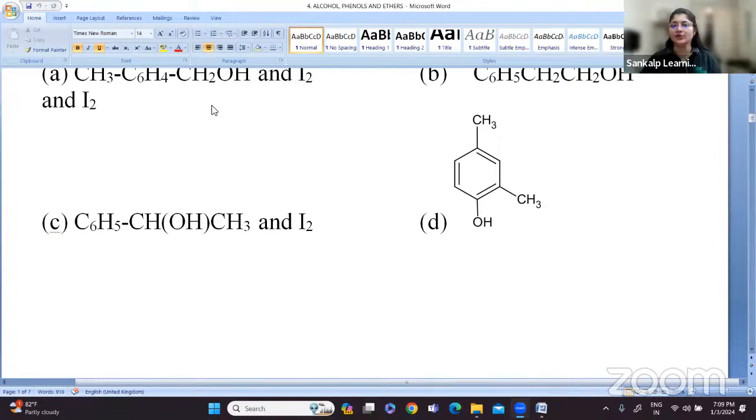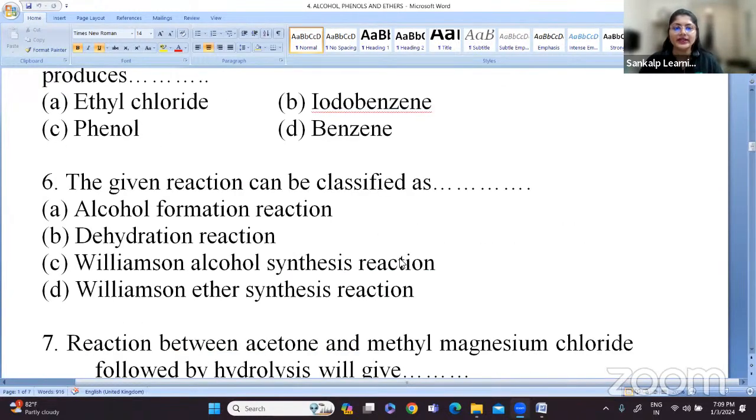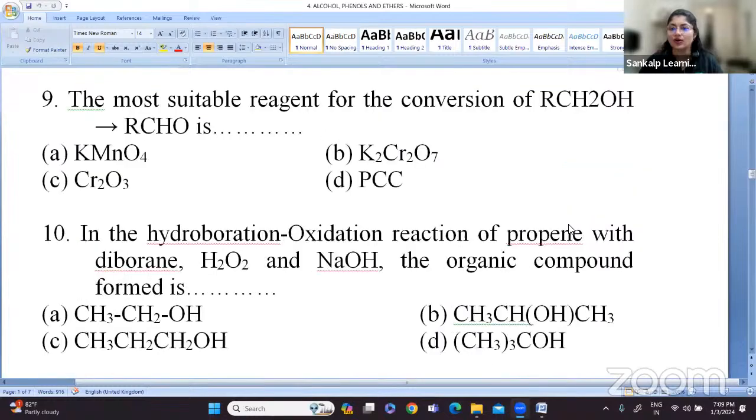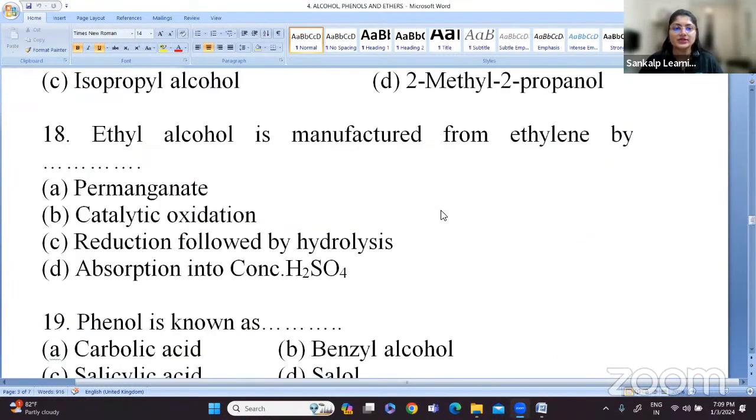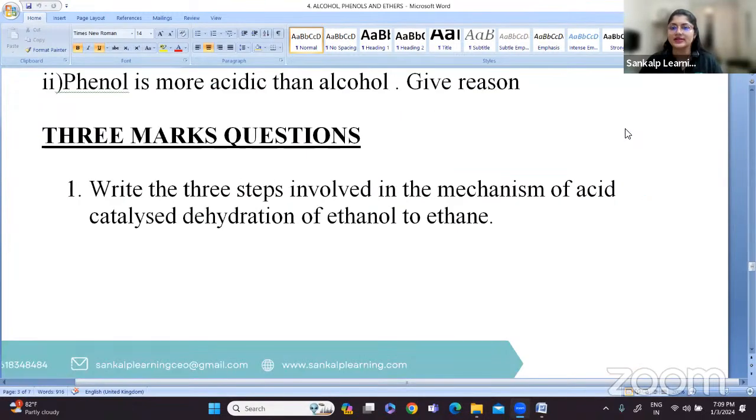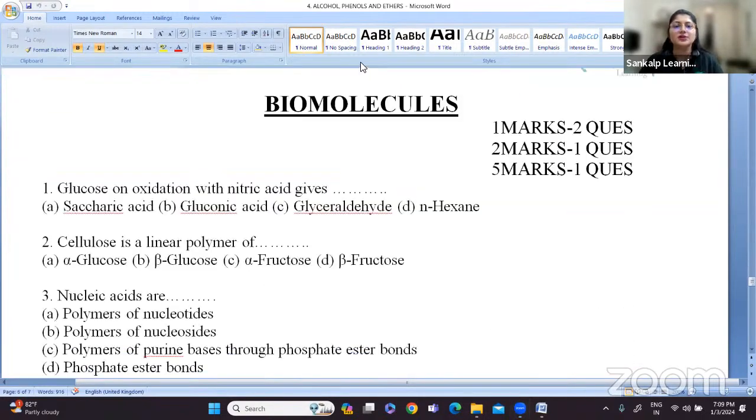Then we are moving to the next chapter, which is biomolecules. This is the next chapter which we are going to discuss. So what are biomolecules, students?